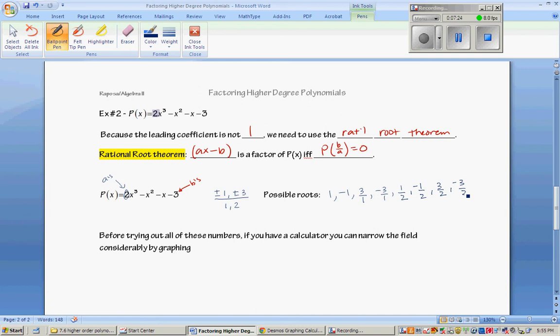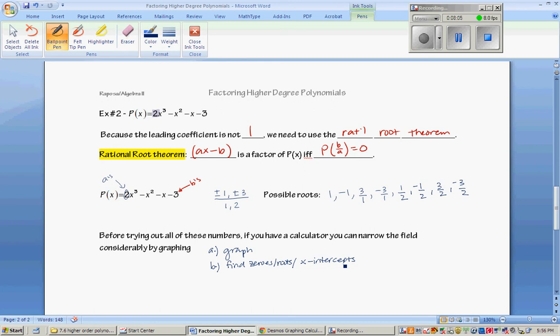Most of us have better things to do with our lives than plug all of these numbers in to keep trying. So what you can do is use our calculator to narrow this down. We're going to enter it in graph, and find the zeros. Now if you remember, zeros, roots, all of these things are fancy names for x-intercepts. So you can just find where the graph crosses the x-axis.